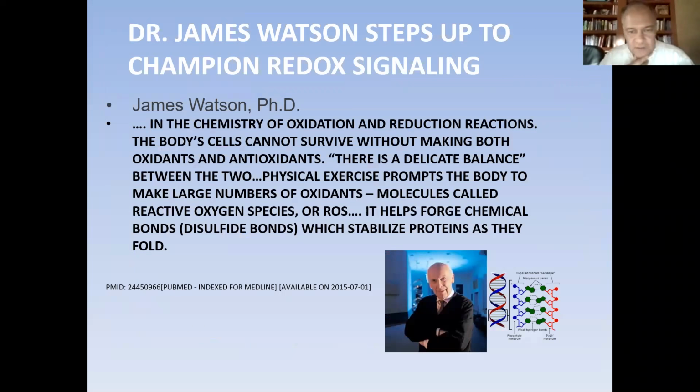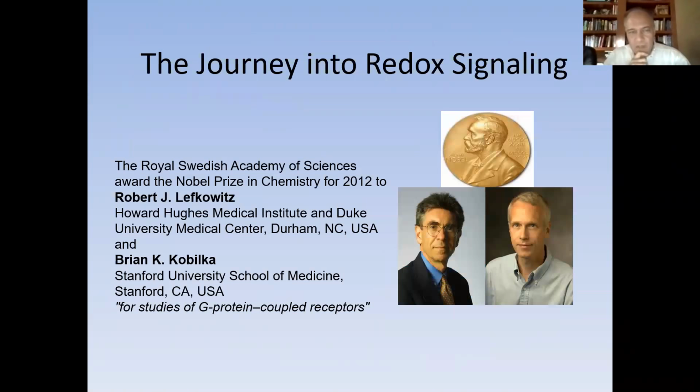James Watson, for example, who discovered the structure of DNA, or helped to discover it, says that in chemistry, oxidation and reduction reactions in the body, cells cannot survive without making both oxidants and antioxidants. There is a delicate balance between the two. Then physical exercise prompts the body to make large numbers of oxidants, molecules called reactive oxygen species. He's now devoting billions of dollars of research to see how exercise can create reactive oxygen species in the body to accelerate healing. And we've learned how to do that outside the body now, and I'll tell you a little bit about that.